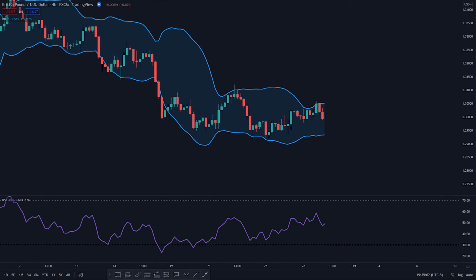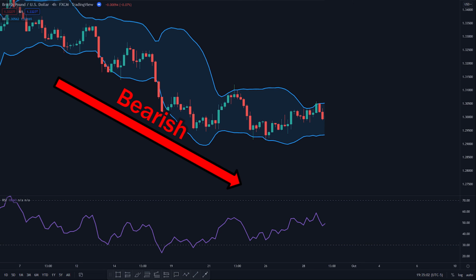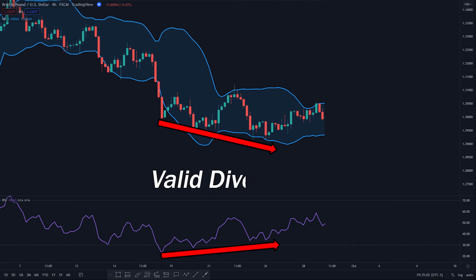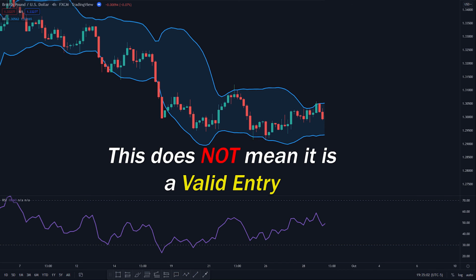In this example, we are in a clear bearish trend, which means we would be looking for sells or only for good quality reversal signals. This is where most inexperienced traders lose their patience and their money, trading against the trend. If you would have drawn this divergence between the price and the RSI, it would have been a valid divergence. Nonetheless, this does not mean it is a valid entry.